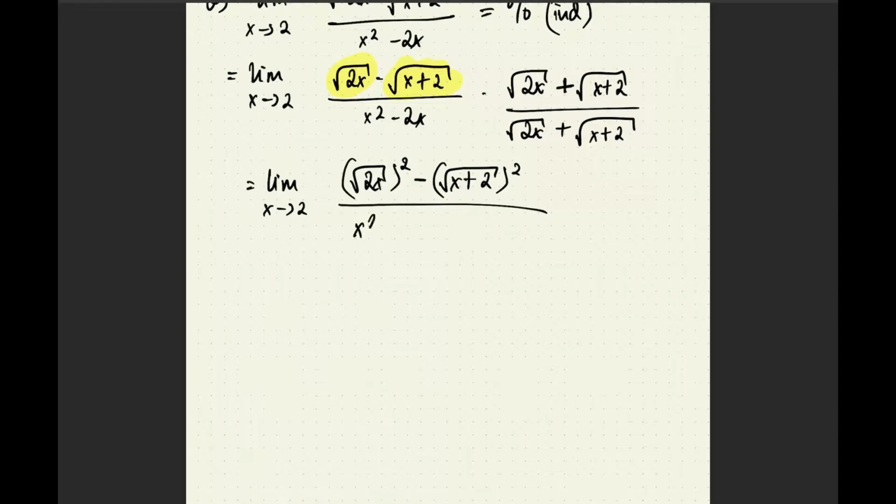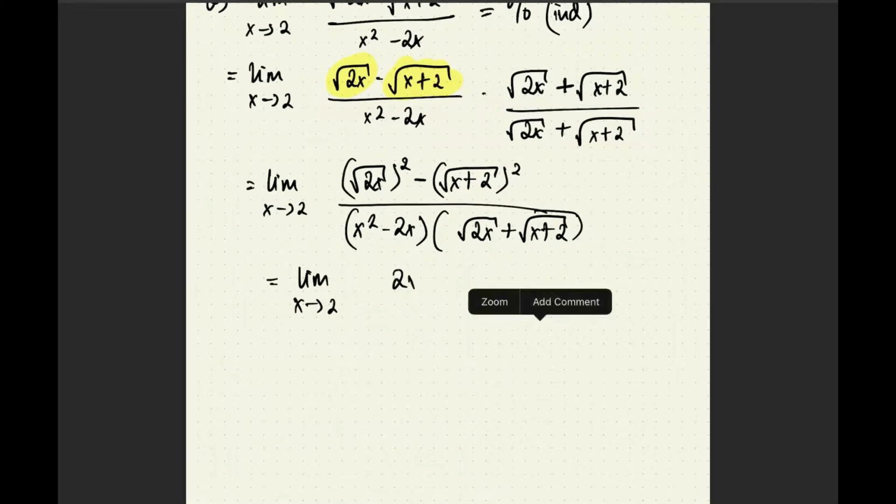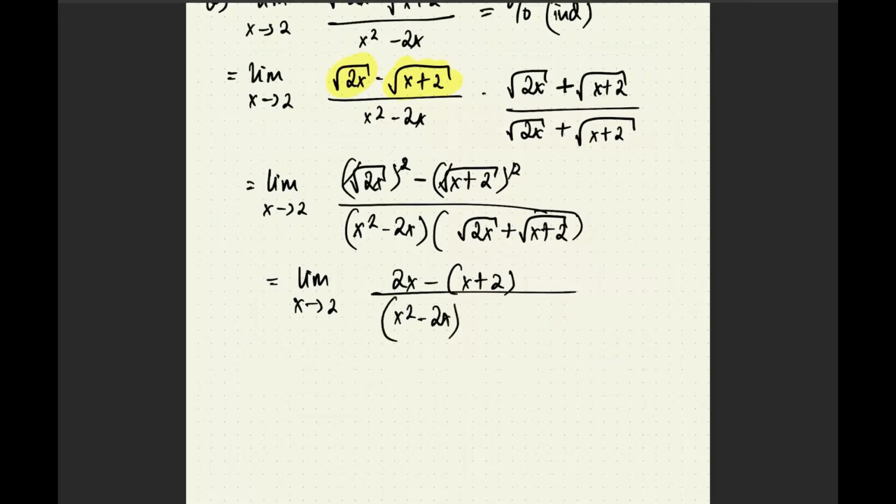Divided by x squared minus 2x multiplied by root of 2x plus root of x plus 2. Right, so this just becomes the limit as x approaches 2 of 2x minus (x plus 2) over the whole denominator. We got rid of the square roots.